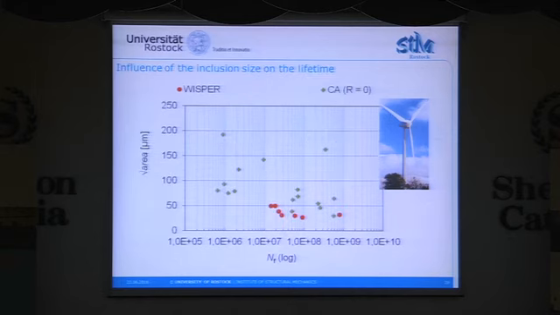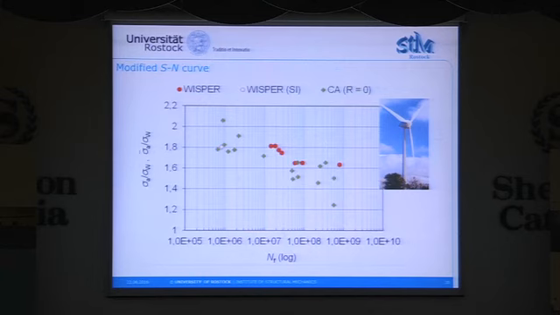But if we look at the inclusion sizes, it's just vice versa. The inclusion sizes are smaller than those of the constant amplitude loading. And if we now use the approach of Murakami, this collapses to one SN curve, one modified SN curve. We have no explanation for that at the moment. We assume that it could be that the number of cycles, the amplitudes and the classes are very near to the constant amplitude loading.